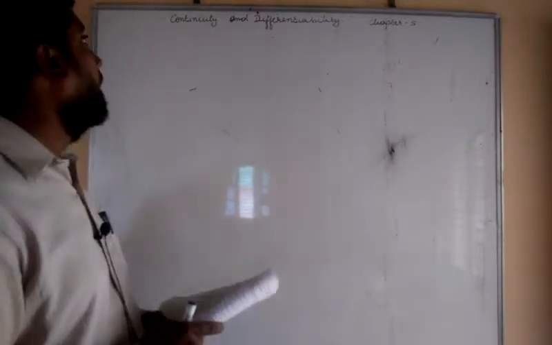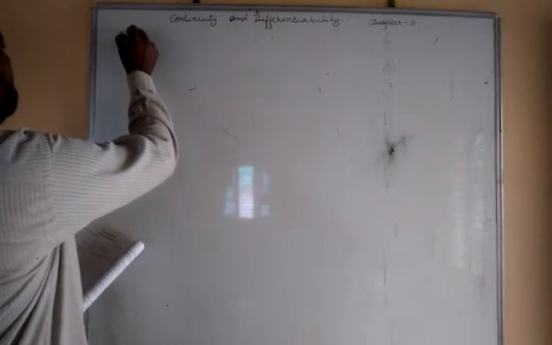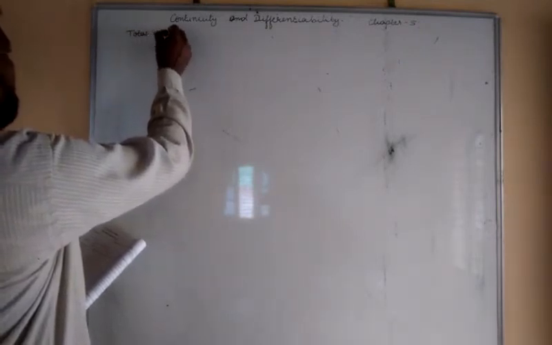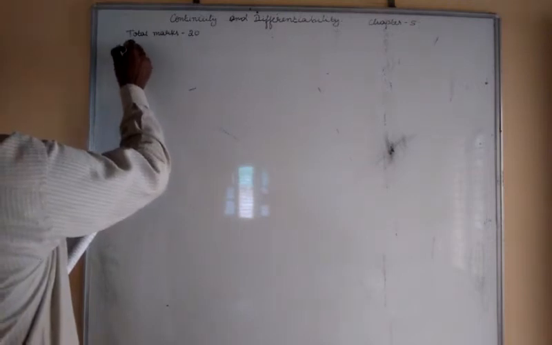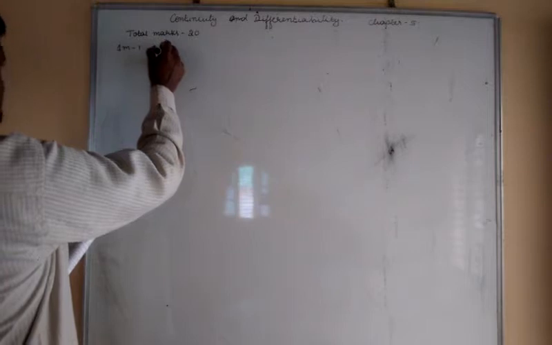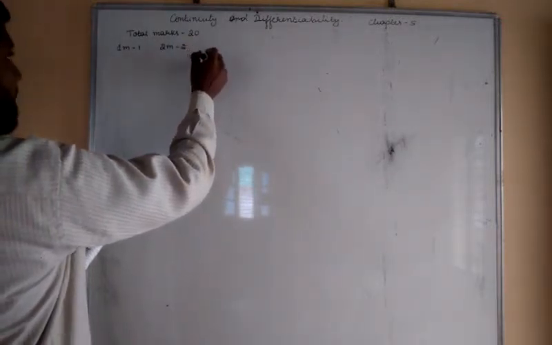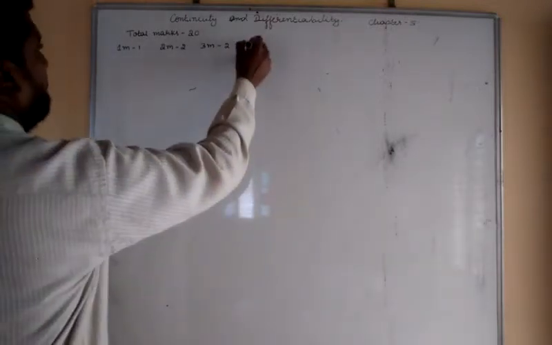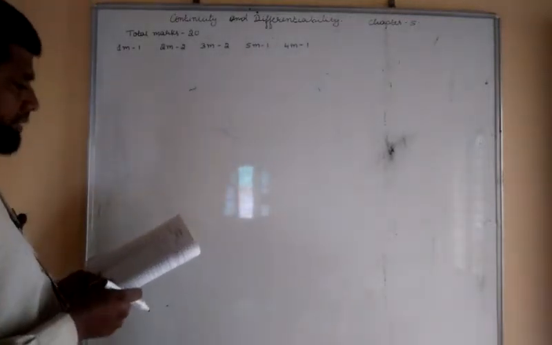Let us go for the next topic, continuity and differentiability, chapter 5. In that, the total marks is 20. One mark question is 1, 2 mark question is 2, 3 mark question is 2, then 5 mark question is 1, then 4 mark question is 1. So the total is 20 marks for this chapter.